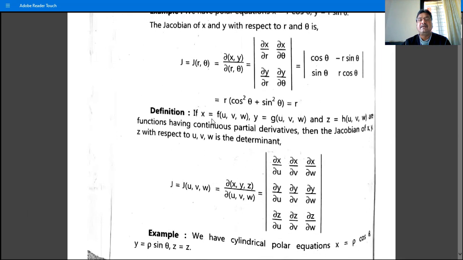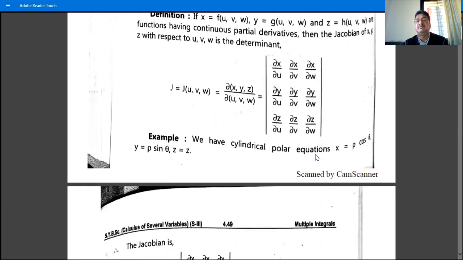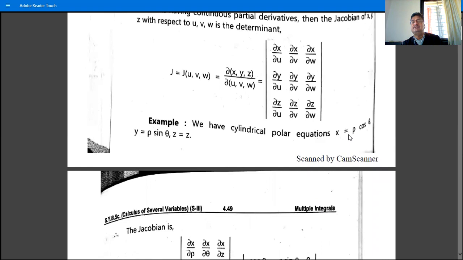So if x is r cos theta and y is r sin theta, these are the polar coordinates, then the Jacobian is r. Now for the Jacobian of a three-variable function, where x, y and z are functions of u, v, w, ∂(x, y, z)/∂(u, v, w) is what? It has the same definition, but it is the determinant of a 3 by 3 matrix. The rows are ∂x/∂u, ∂x/∂v, ∂x/∂w, then ∂y/∂u, ∂y/∂v, ∂y/∂w, then ∂z/∂u, ∂z/∂v, ∂z/∂w.